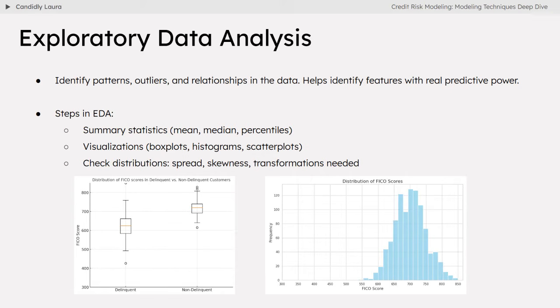like default or loss. The steps to the exploratory analysis include summary statistics for each variable, like mean, median, and percentiles, and visualizations like box plots and histograms to understand how the data is distributed. Is it bunched close to the mean, or is it dispersed? Is the distribution skewed? This kind of analysis helps us to identify if a variable needs transformation, if it's heavily skewed, or if it should even be included.